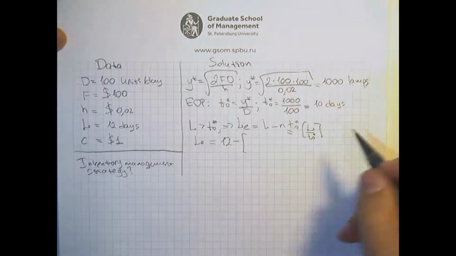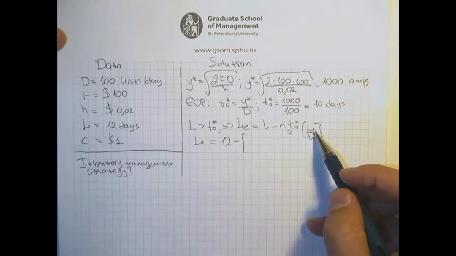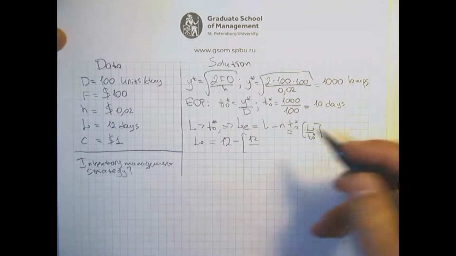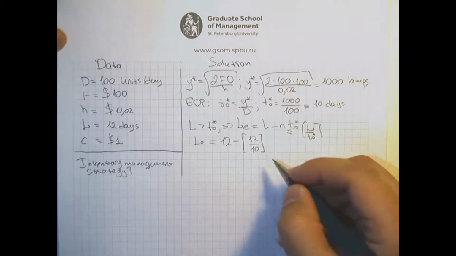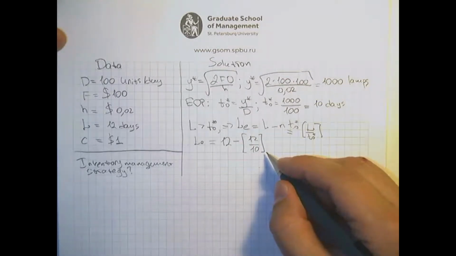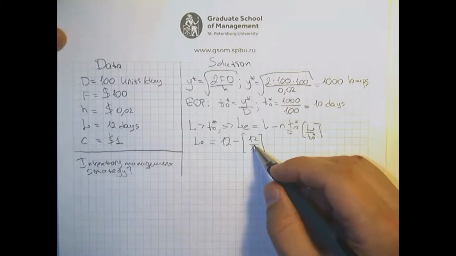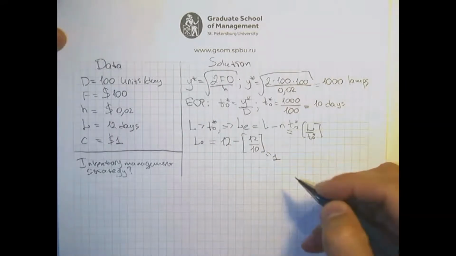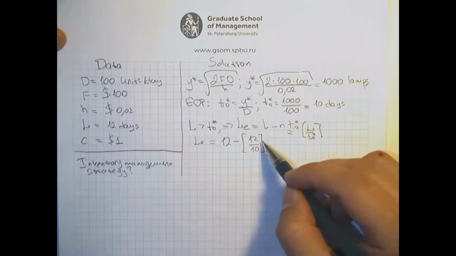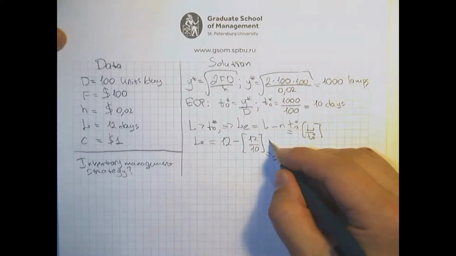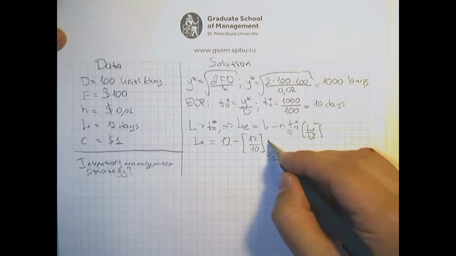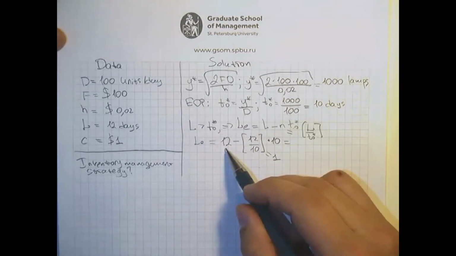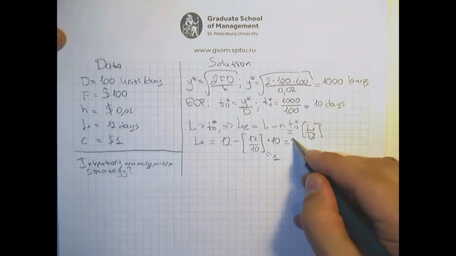If we use this formula, we see that L is 12 days and the economic order interval is 10 days. If we consider this fraction, the result is 1.2, and the integer part of this fraction is 1. We should multiply n by T O star, which equals 10 days. So the result is 12 minus 1 times 10, which is 2.